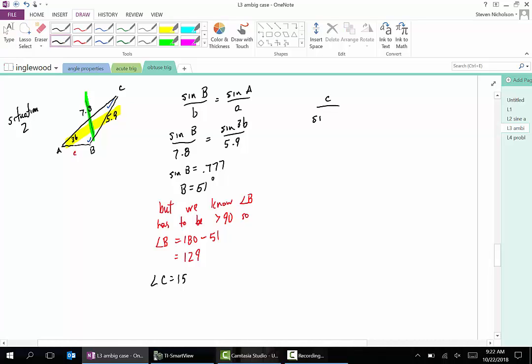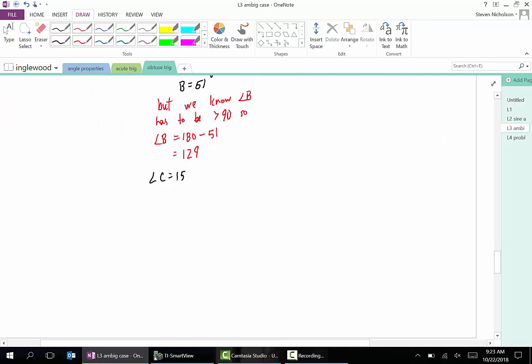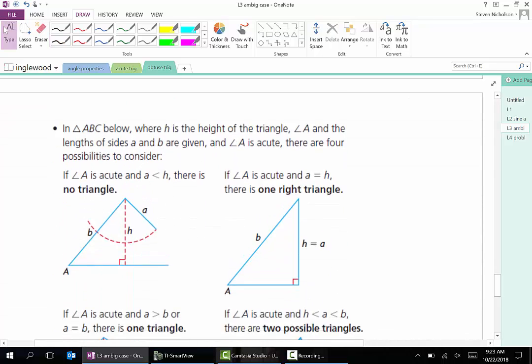So little c over the sine of big C is equal to little a over the sine of big A. And we'll do our algebra, multiply the sine over, and then we'll punch everything in our calculator. And when we do that, we get 2.6. So lots of calculations, but they're all old.